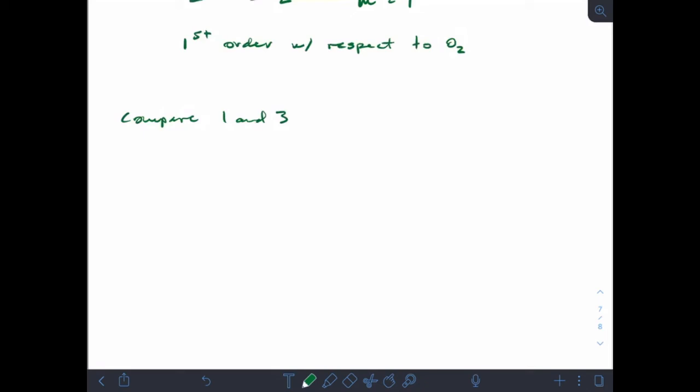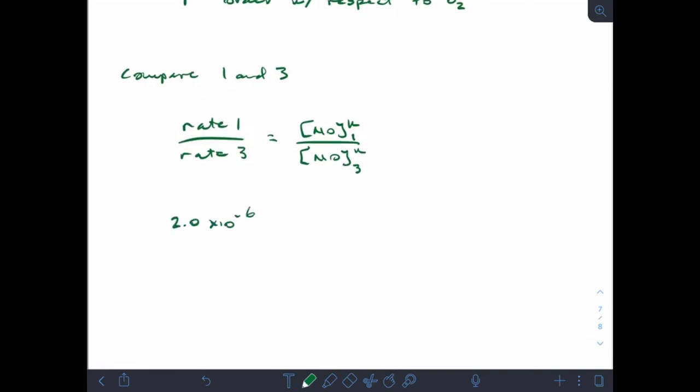Okay, so we'll have rate 1 over rate 3, which will end up being NO to the N over NO to the N. And this will be NO from trial 1 and NO from trial 3. Okay, so we'll have 2.0 times 10 to the minus 6 divided by 5 times 10 to the minus 7. Right? Again, it's easiest if you put the larger numbers on top. Will equal 0.0010 to the N over 0.005. I have too many zeros in that top set. There we go.